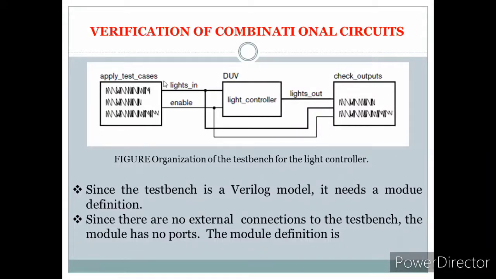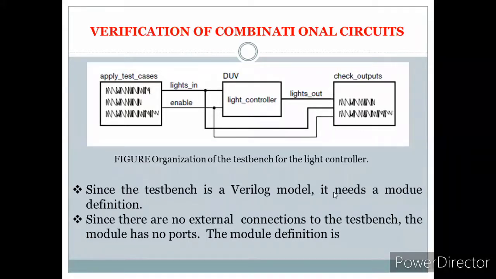Now, all possible test cases are given in the test bench here. This is the test bench model, which is giving a test case as an input to the design under verification. Now, this will execute the input whatever it is receiving and produce the respective output depending upon the conditions we have there.